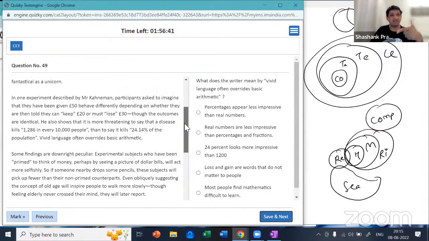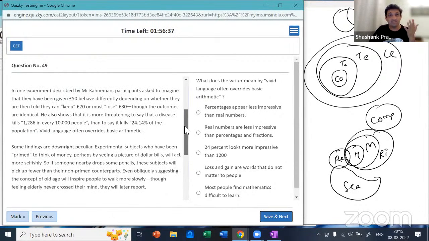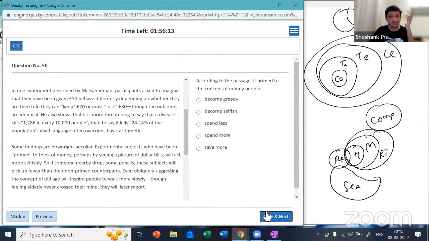So basically numbers seem more dangerous than percentages. Percentages are less impressive. I don't know, impressive. Real numbers are less, not percentage. Real numbers are less impressive. 24% looks more impressive than no. Loss and gain are words that do not matter. Mathematics, I think the first one. Percentages are less impressive, right? More threatening to say that 1 to 86. So numbers are larger than percentages. I don't know. I think this is the one.